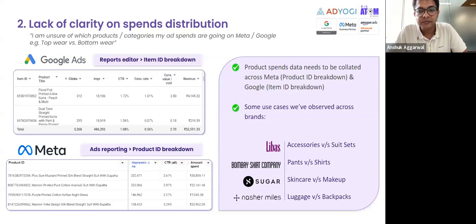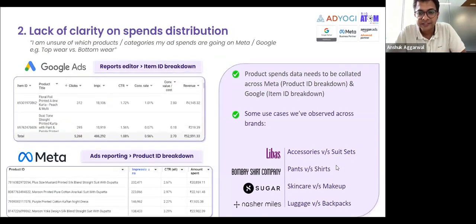And I'll give you a few examples of how brands are able to make sense of it. So for example, for Libas, they wanted to know how much is going into accessories versus suit sets. Suit sets is their hero category. For Bombay Shirt Company, shirts is the key category. So how much is going into shirts versus trousers or pants? For Sugar, again, skin versus makeup. Similarly, for National Miles, luggage versus backpacks.